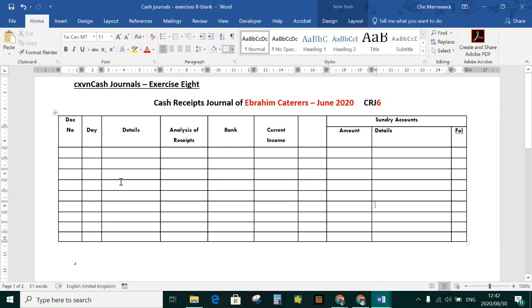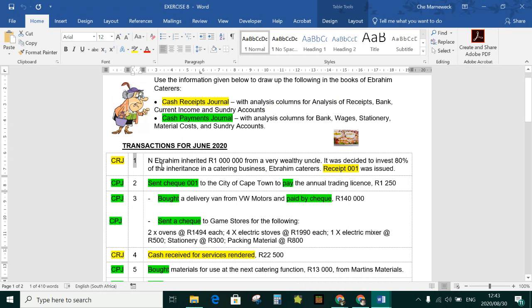So if we start, we look at the doc number column. We can fill in the receipt number. We can fill in the day. Details. Who has given the business money? And when we read the transaction, we can see it's the owner, Ibrahim.